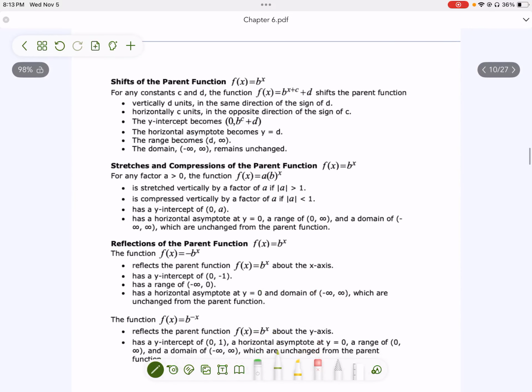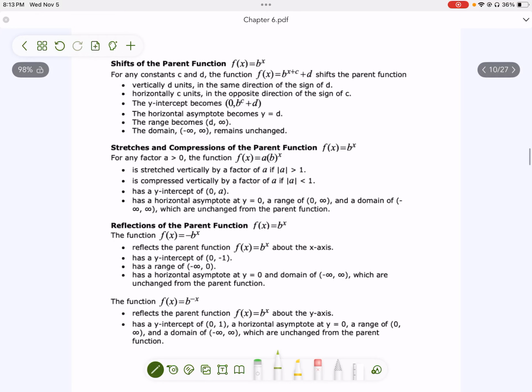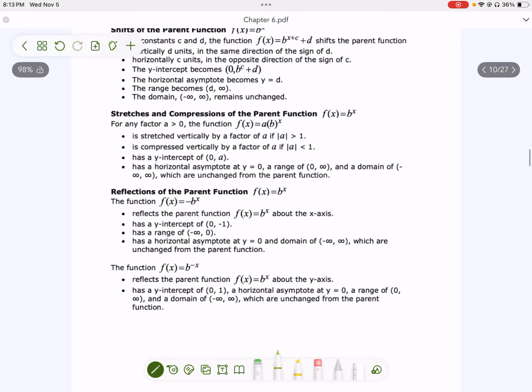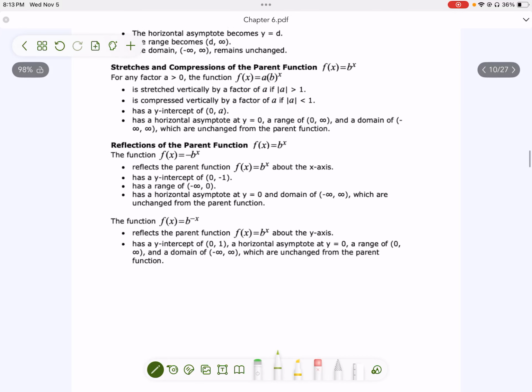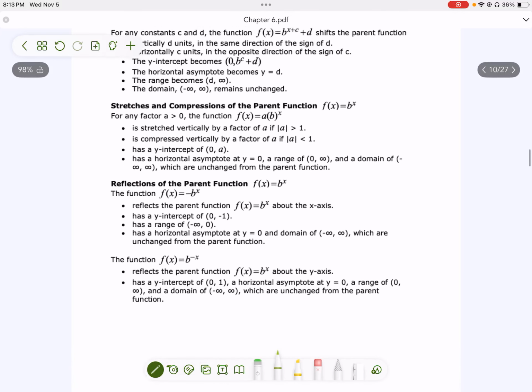Here is the written version of all those transformations. If this is what you prefer, by all means, please feel free to use it. I leave it there for you as a resource, but don't feel like you have to write all this down. And I believe that covers it for this topic.